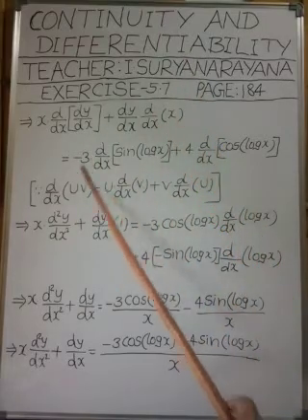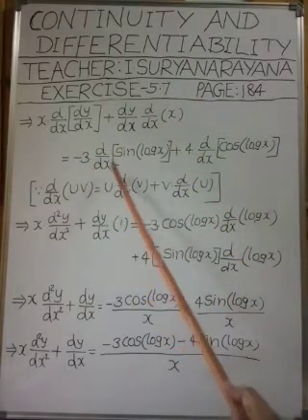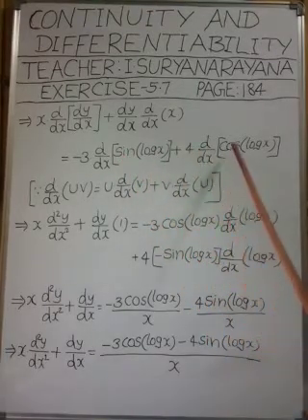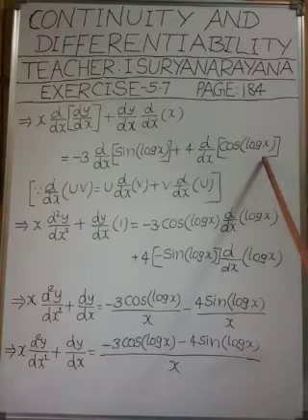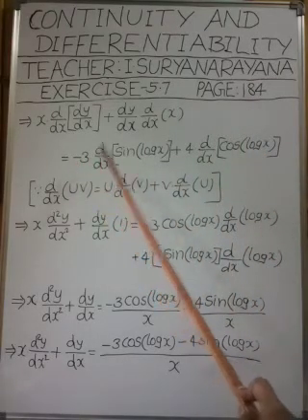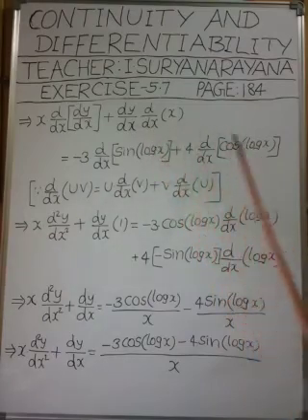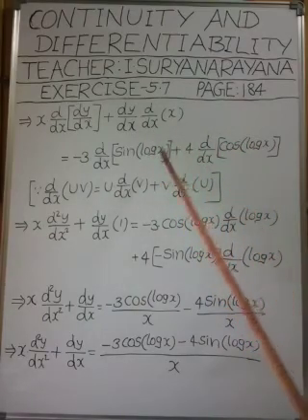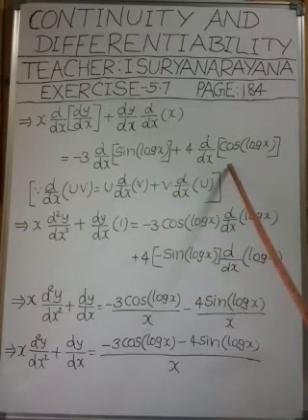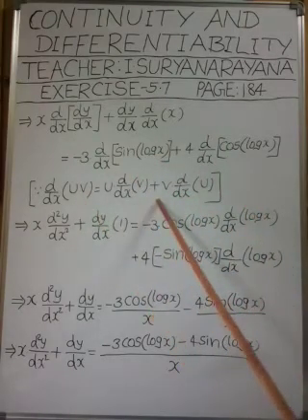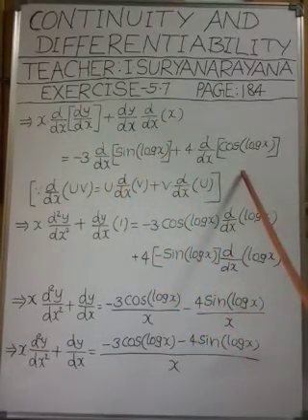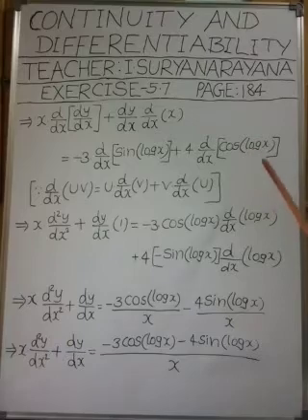Is equal to minus 3 into d by dx of sin of log x plus 4 d by dx of cos of log x. Directly I wrote numerical coefficients before the differential operator, and I took the differentiations of the two terms separately. Understood this RHS part, my children? Right. So by using this product rule, we got LHS part and we wrote the RHS. Understood this step, my children?